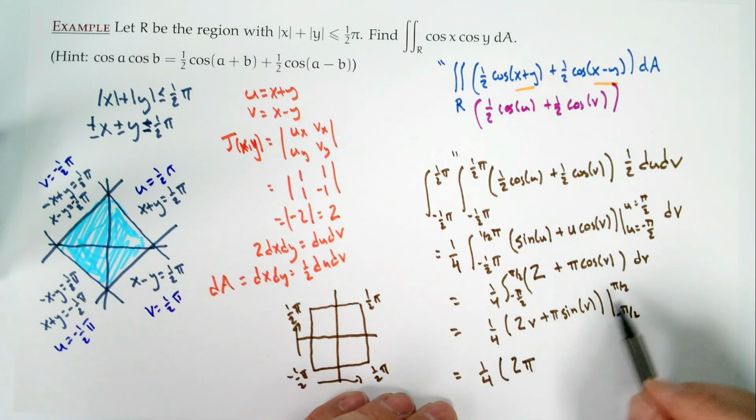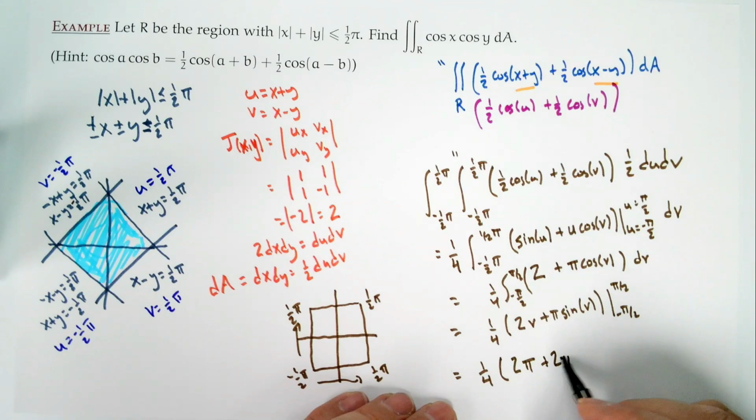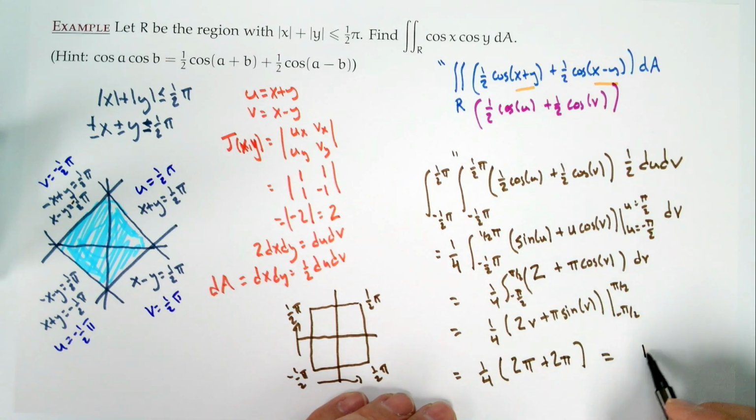Well, how about here? Sine of pi halves, that's 1. Sine of negative pi halves is negative 1, so it's going to be pi times 1. Subtract pi times negative 1, which is going to be another 2 pi. 2 pi plus 2 pi is 4 pi times a fourth. Our final answer, simple. It's pi.